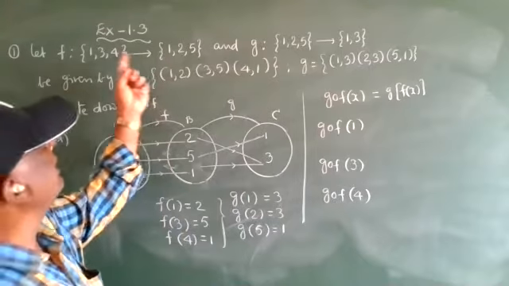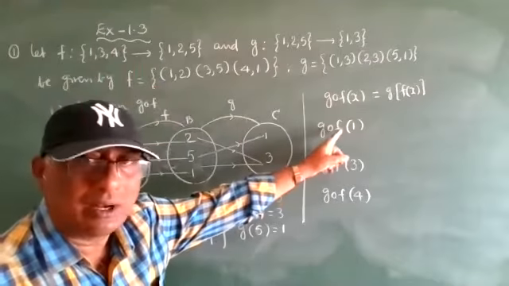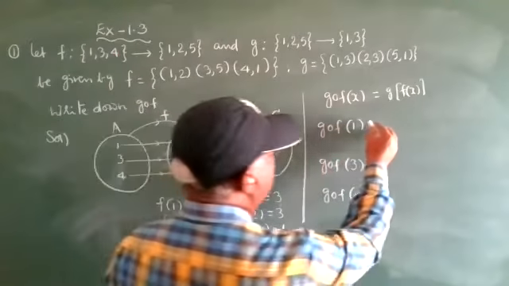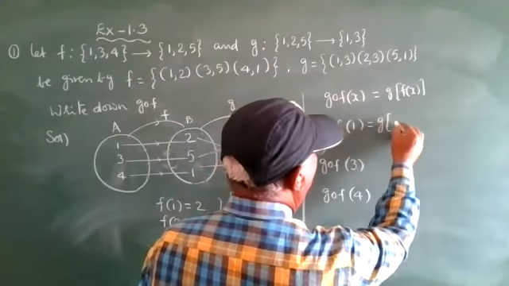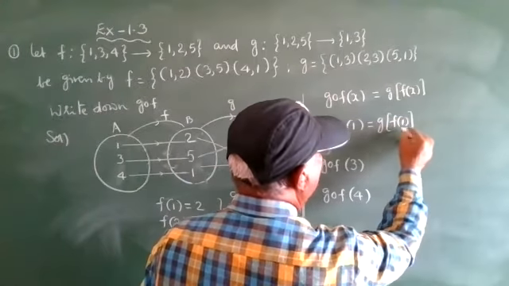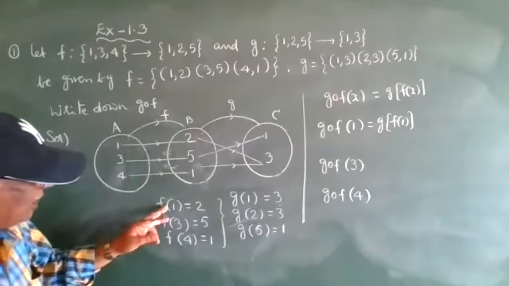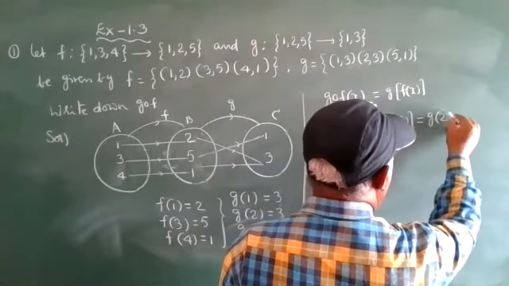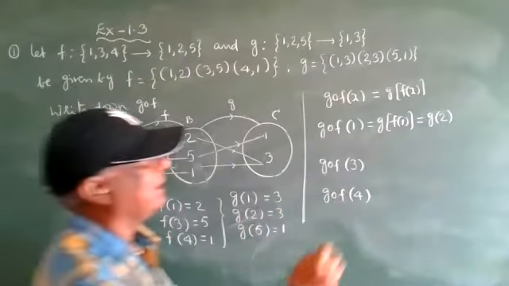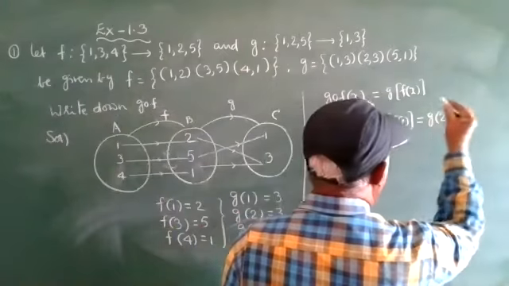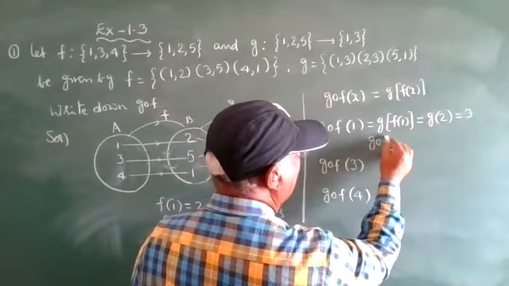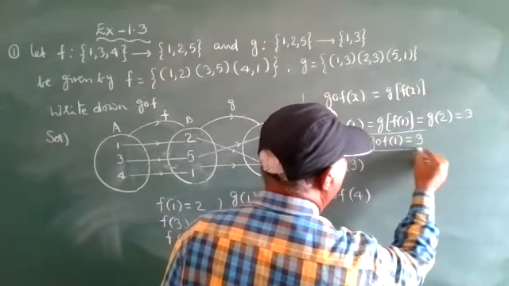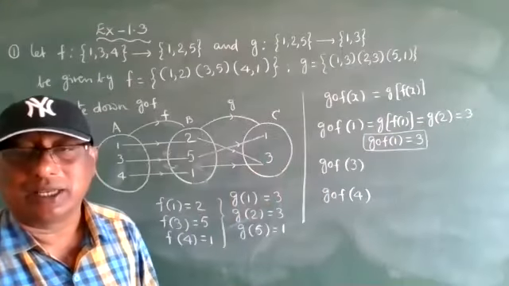Those elements only we can take. F domain is 1, 3, 4, since F is the first function applied, only the F domain is taken. Now see, G of F of 1. F of 1 value is 2. What is G of 2 value? G of 2 value is 3. Therefore, G circle F of 1 image is 3.